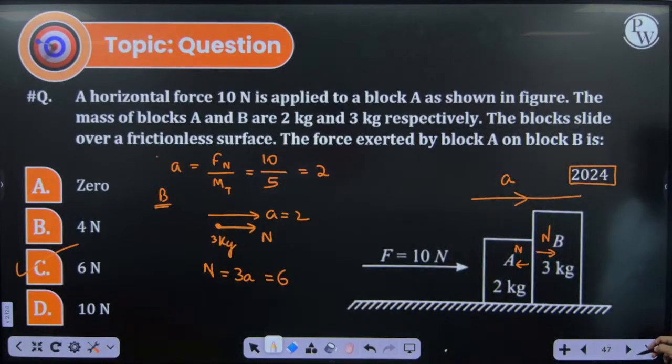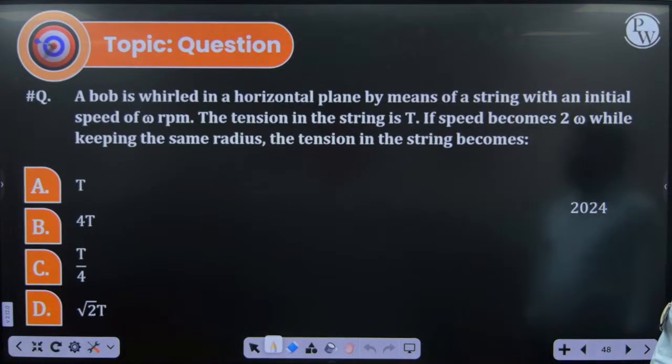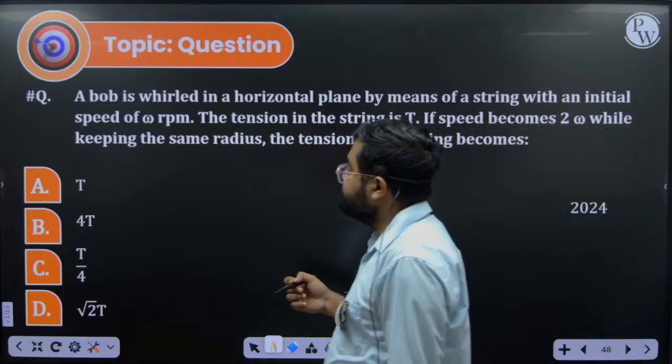All right, let's just see the next question. A bob is whirled in a horizontal plane by means of a string with an initial speed of omega rpm. The tension in the string is T. If speed becomes 2 omega while keeping the same radius, what is the tension in the string?